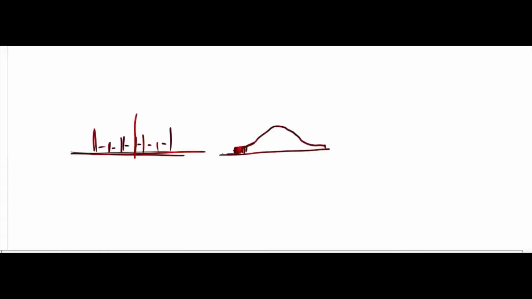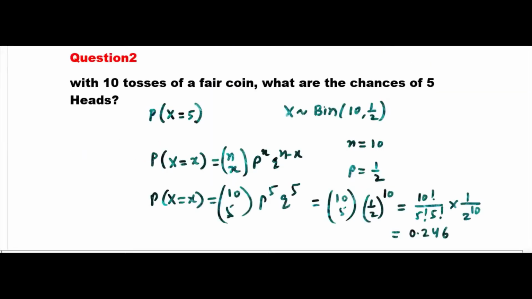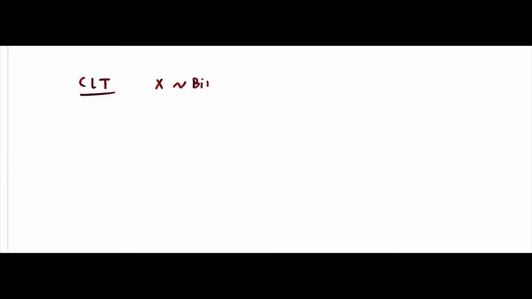Coming to this one, I can use the central limit theorem, but there is a problem. We'll go to that. Yes, tell me. Correction, continuity correction, that's what I'm saying. If you apply CLT, X follows binomial 10, half.